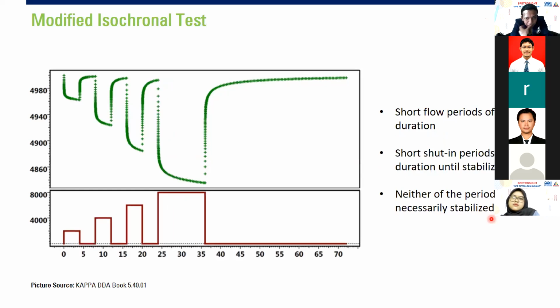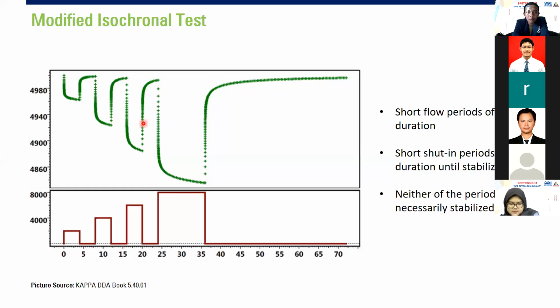Lastly, to make it much faster and simpler, we do modified isochronal tests. Maybe this is the most popular and most practical to be done in the field. You flow, shut in, flow, shut in, flow without reaching stabilization. Again, I need to mention that stabilization time is the time required to reach pseudo steady state condition, which you already noticed previously, where the pressure wave hits all the reservoir boundaries, and it takes quite a long time.